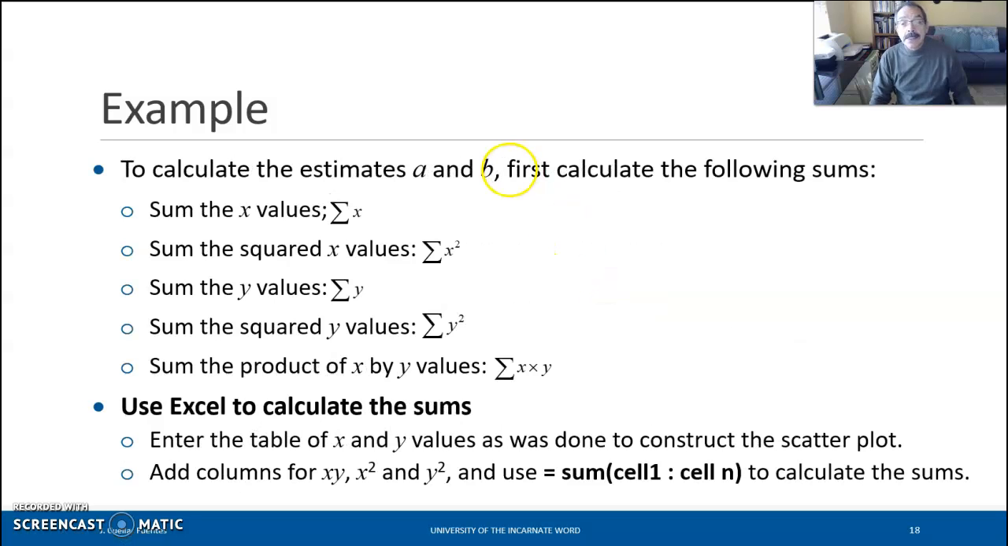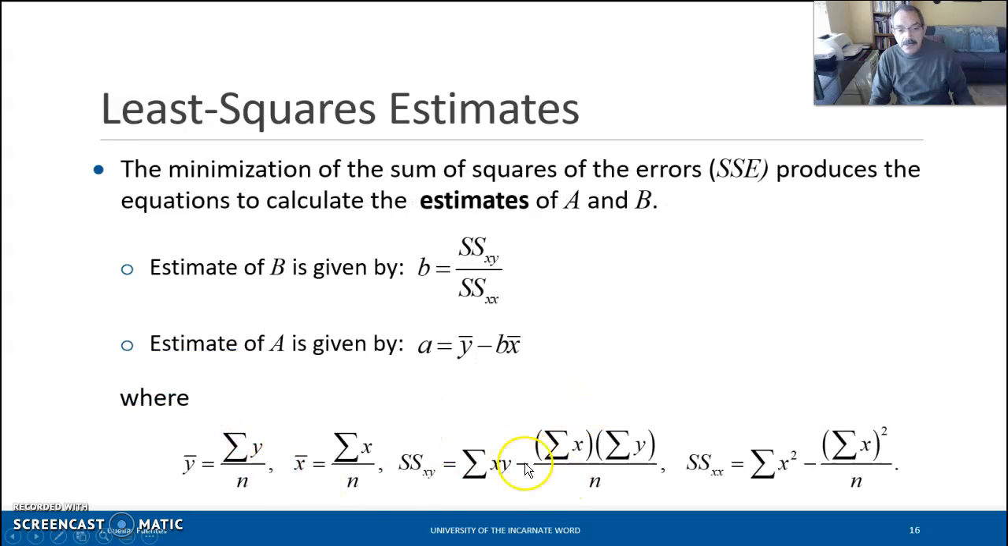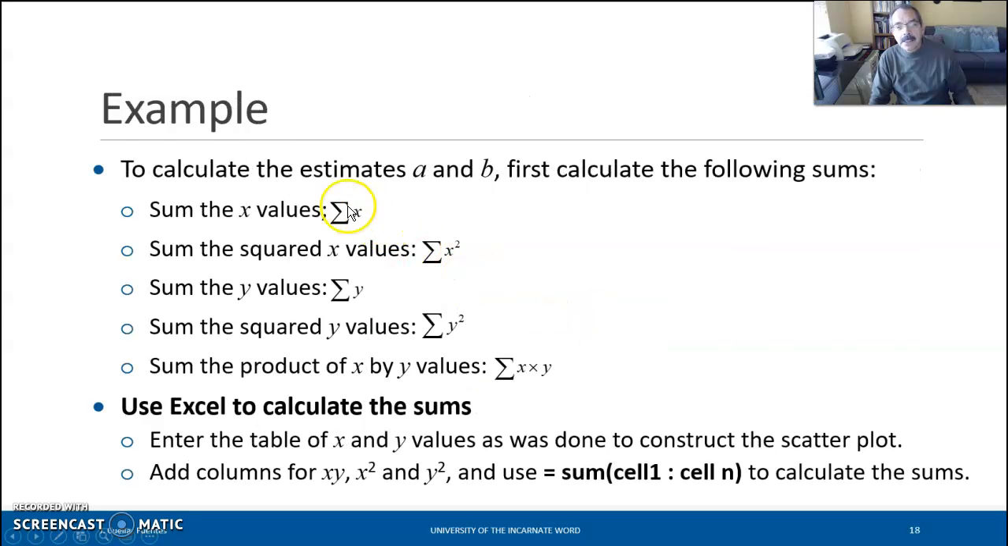To do this, we need to calculate each of these sums. Once we have these sums, then we can put them into these equations and find all these quantities that we need to calculate these coefficients. So the first step is to calculate these sums. And my suggestion is to use Excel to save time. For your homework, use Excel.